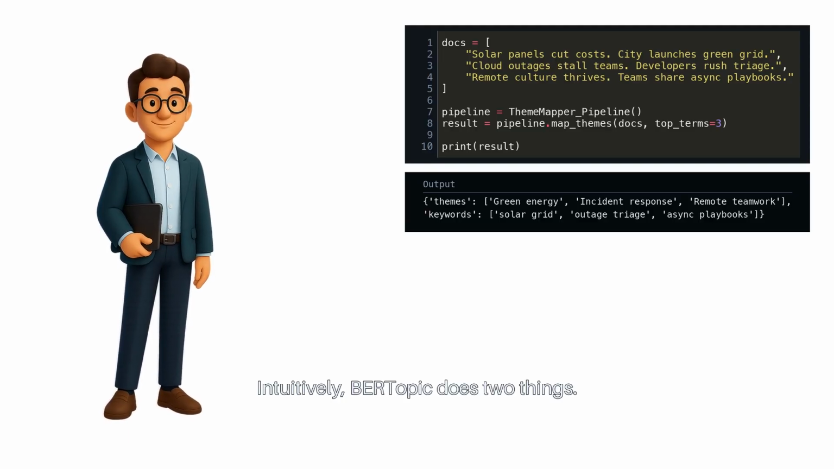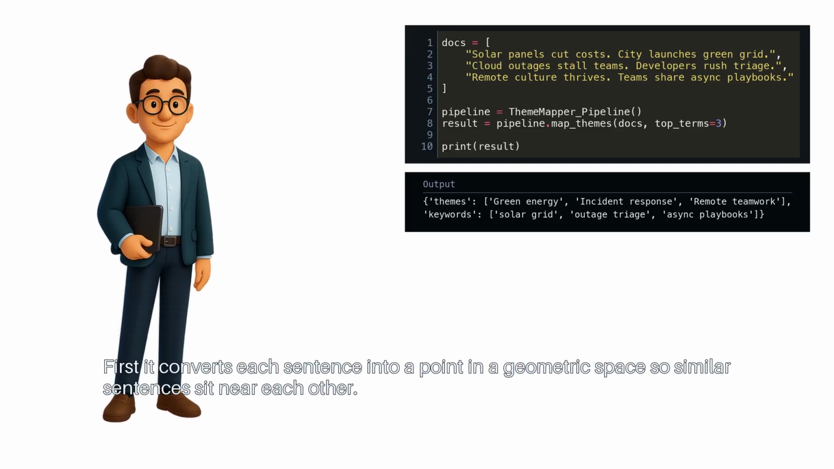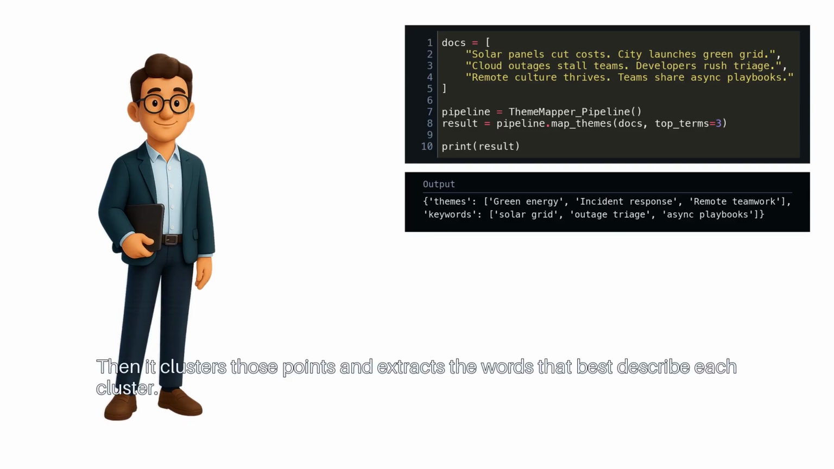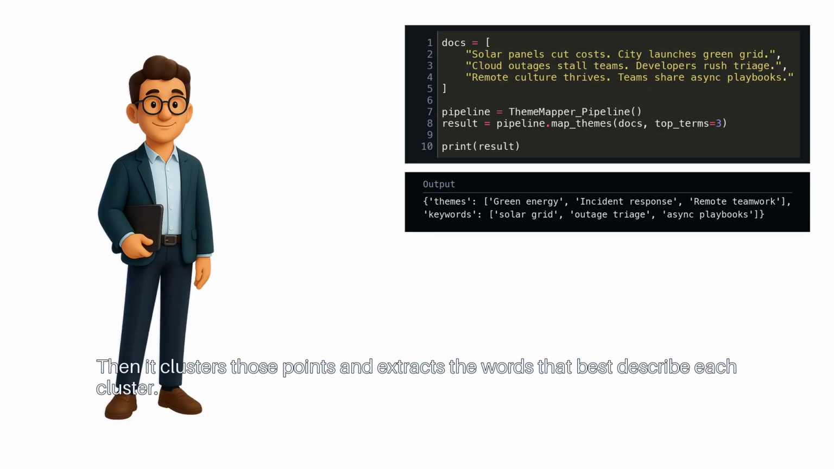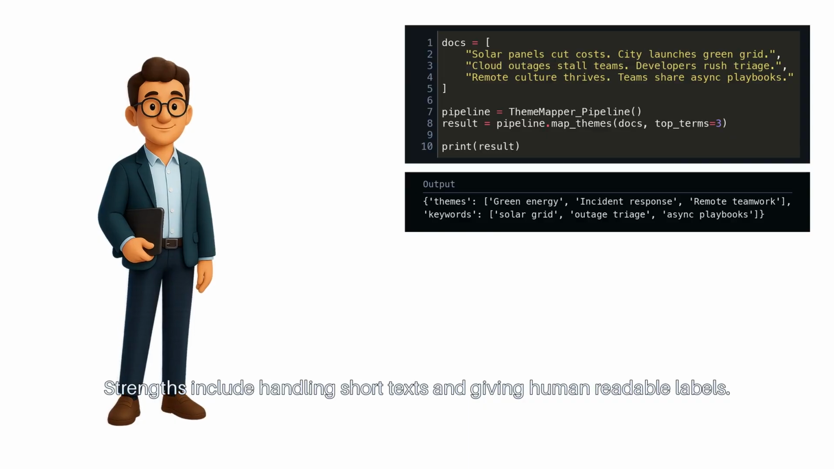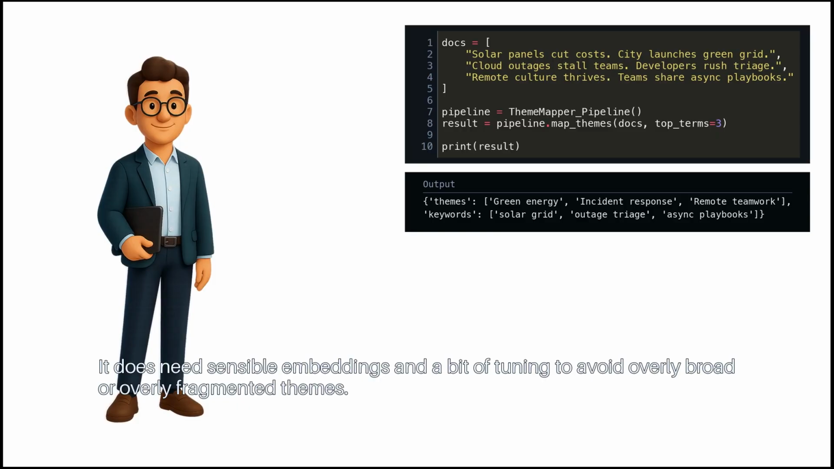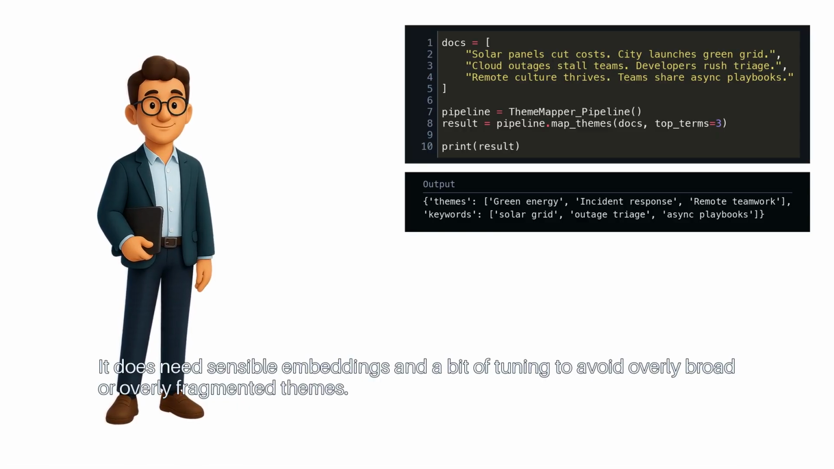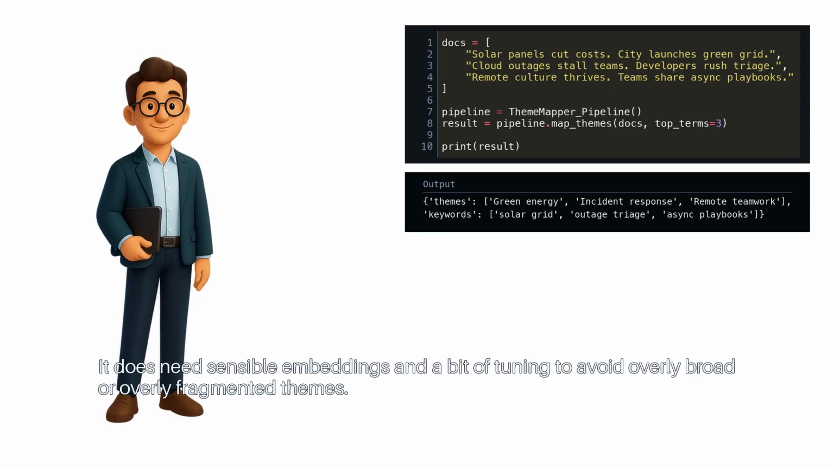Intuitively, BERTopic does two things. First, it converts each sentence into a point in a geometric space, so similar sentences sit near each other. Then, it clusters those points and extracts the words that best describe each cluster. Strengths include handling short texts and giving human-readable labels. It does need sensible embeddings and a bit of tuning to avoid overly broad or overly fragmented themes.